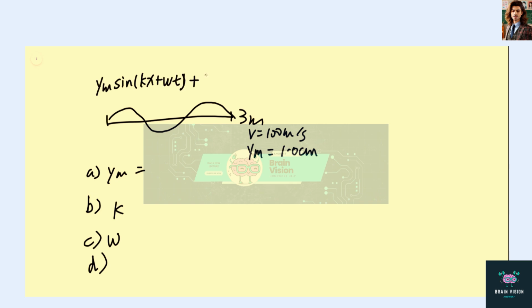Because we know standing waves always have two waves traveling in opposite directions, so of course one side will be positive, one side will be negative. But let's first take a look at part A.